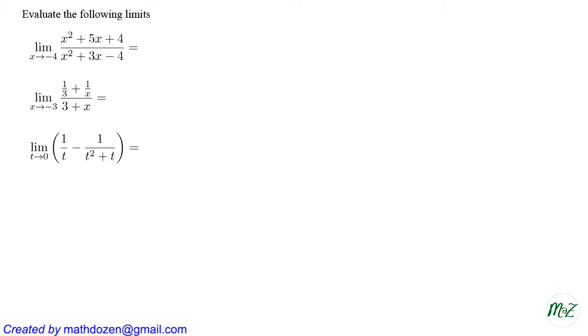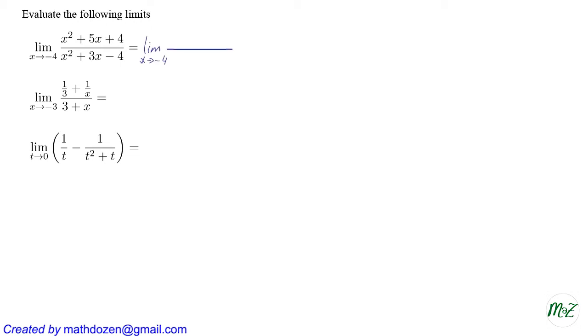minus 4. The issue with this limit is that even though we have this rational expression, if you plug in x equals -4 into the denominator, you will see that when x is -4, the denominator vanishes. So if we try to evaluate this limit by direct substitution, we see that the rational expression doesn't exist at -4, so we're going to have to do some work.